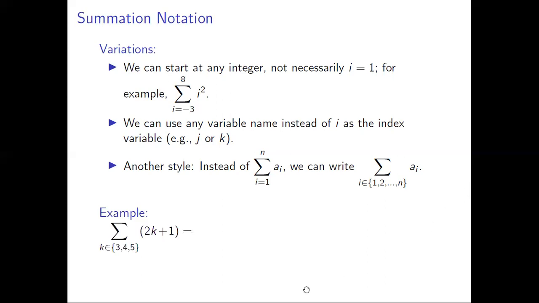So for example, the sum over all k in the set 3, 4, 5 of 2k plus 1. So we want to do 2k plus 1, add that up a bunch of times, where k comes from the set 3, 4, 5. So first k is going to be 3, then k is going to be 4, then k is going to be 5. So that is 2 times 3 plus 1, then 2 times 4 plus 1, and then plus 2 times 5 plus 1, which gives us 27.